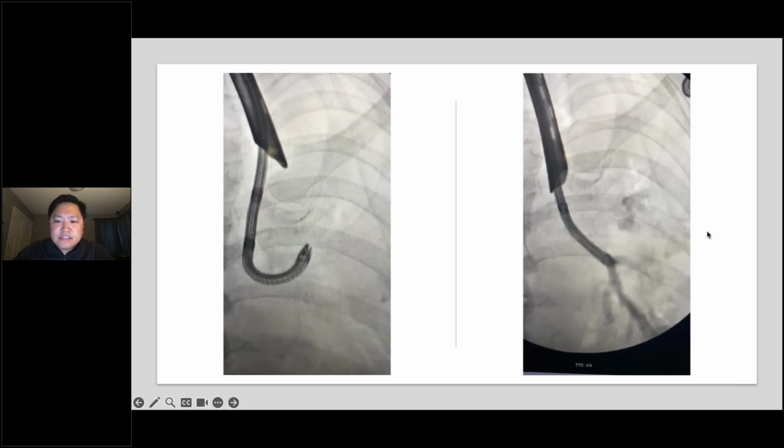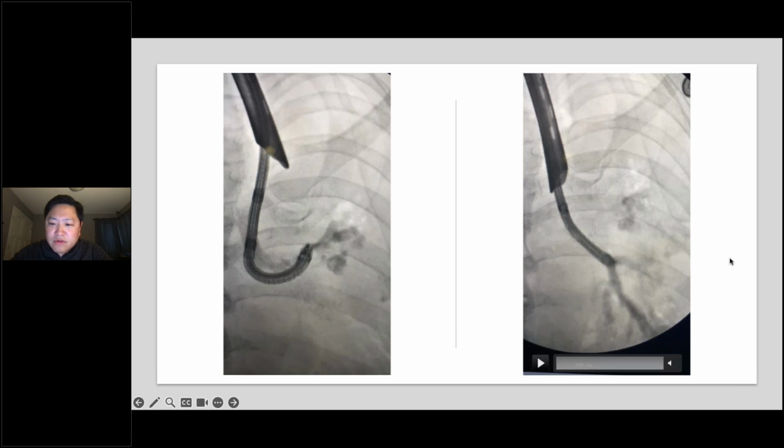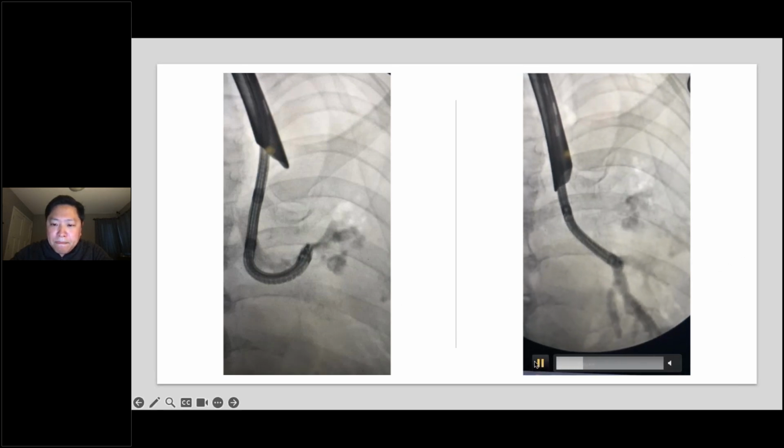So this is the actual patient that we mentioned. On the left, you can see that when we inject airway contrast, you're not really seeing distal airways throughout. And then when you look at the right video, you can see distal airways throughout.